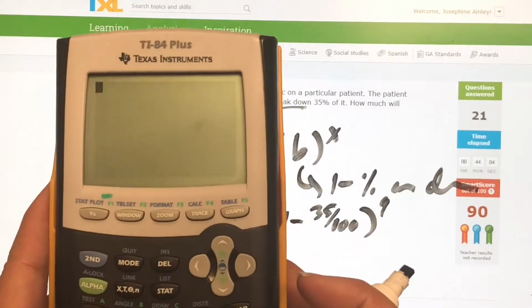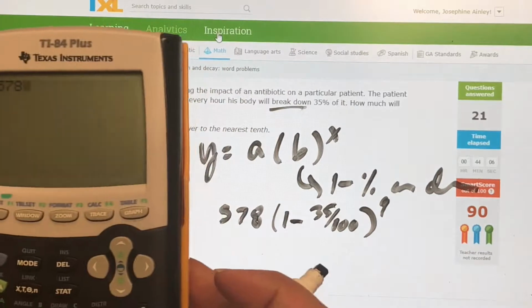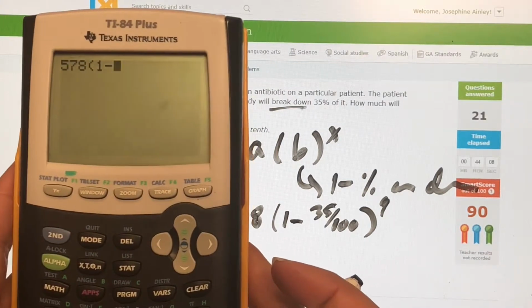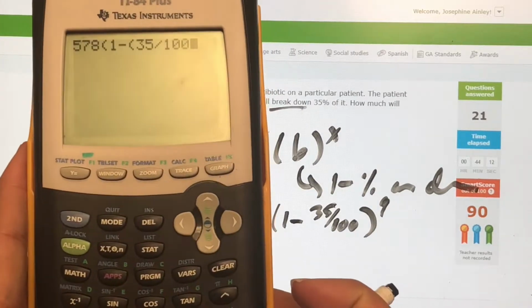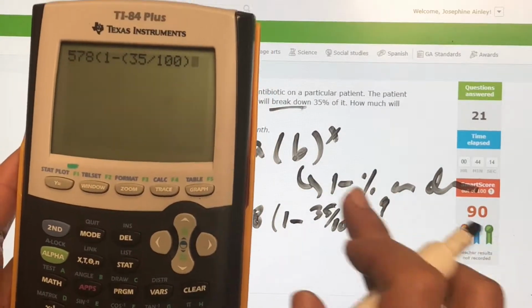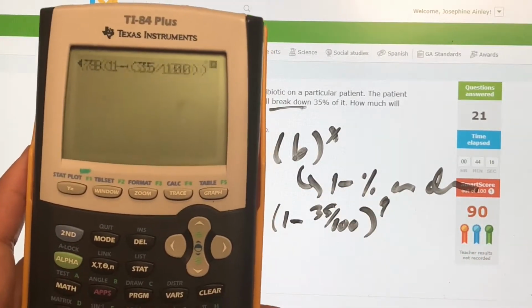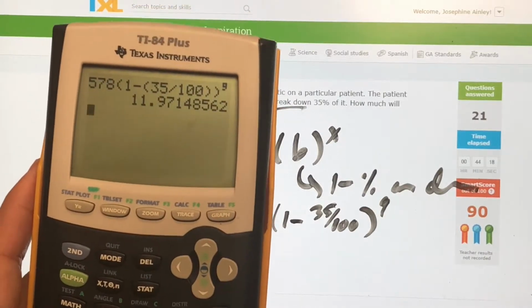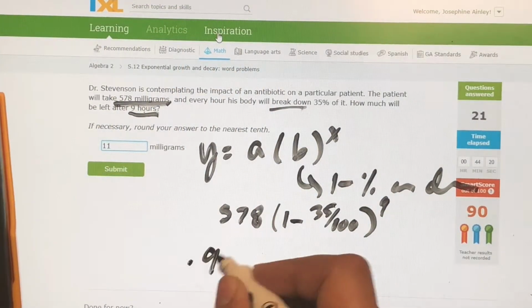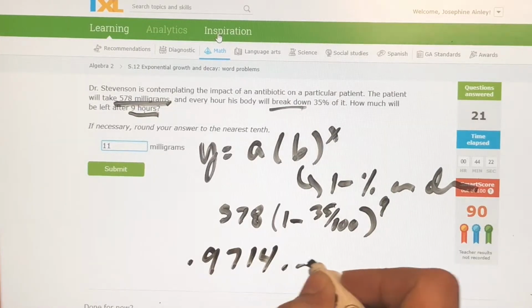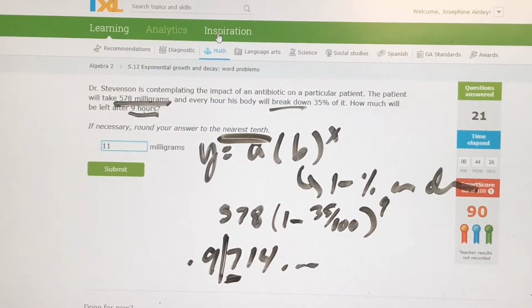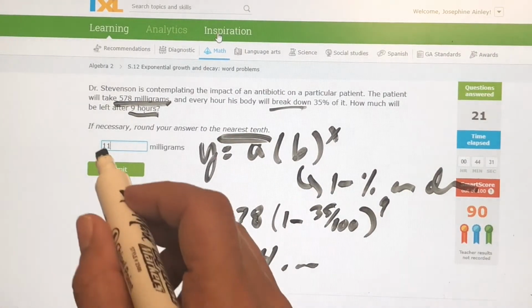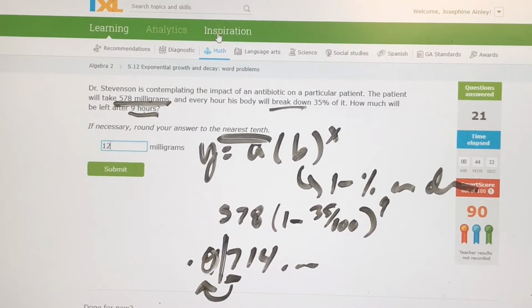So 578, open parentheses, 1 minus, and then open parentheses, because it's a fraction, 35 divided by 100, close parentheses, and then you close this parenthesis, raised to the power of 9. So you're going to get 11, and then after that it's going to be 0.9714, and so on. To the nearest tenth. So 1 number after the decimal, what does a 7 do? Makes that go up by 1. So that goes up to 0 and carries up to that one, so it's going to be 12.0.